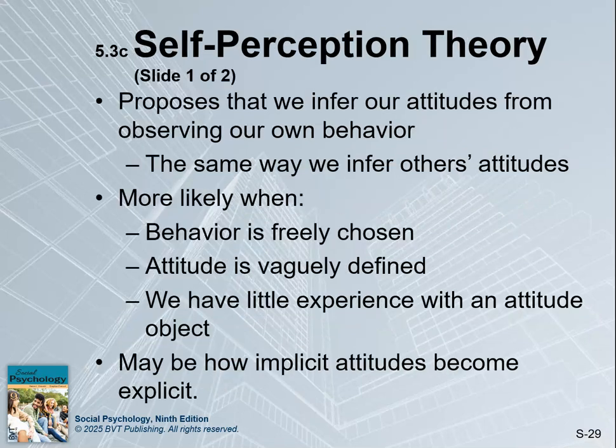And on the next slide here, we will talk about self-perception theory. That says that we infer our attitudes from observing our own behavior. We perceive our own behaviors the same way that we tend to infer others' attitudes. And this is more likely to occur when behavior is freely chosen, our attitudes are vaguely defined, and we have very little experience with an attitude object. And this might explain how implicit attitudes become explicit.